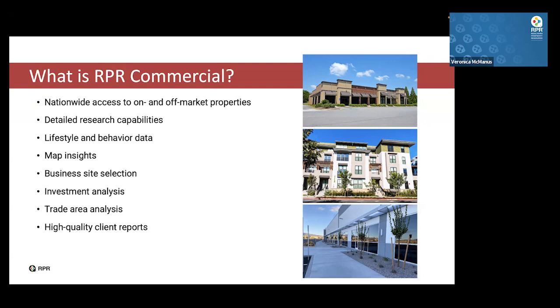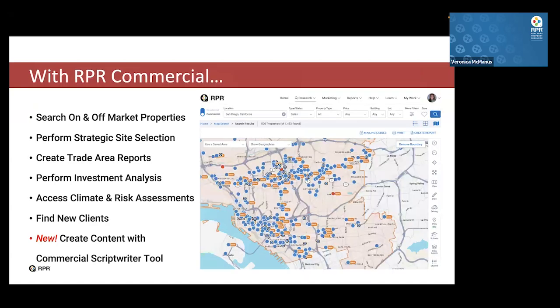So, this is when looking at for multifamily properties, apartment buildings, hotels, office space, you can help your commercial clients do site selection. You can do an investment analysis on an area, and you can also create high quality client reports. With RPR commercial, those on and off market properties will show up just the way they do for residential. We also have climate and risk assessments. It'll help you find new clients, and you can create content with our new commercial scriptwriter tool.